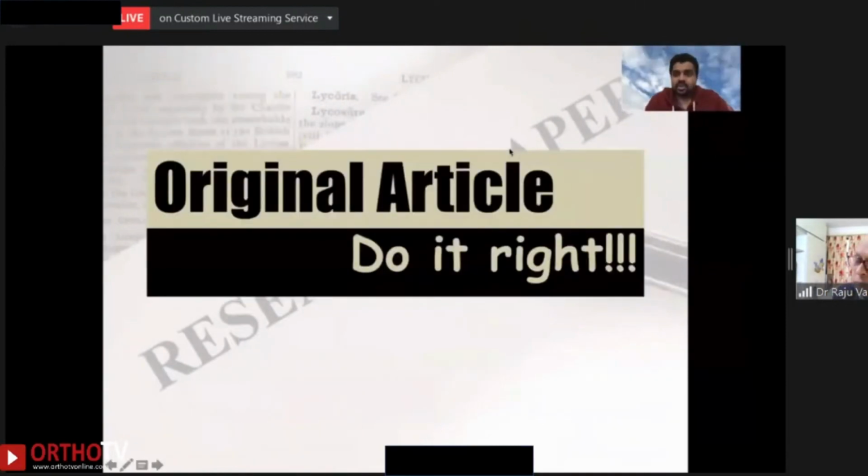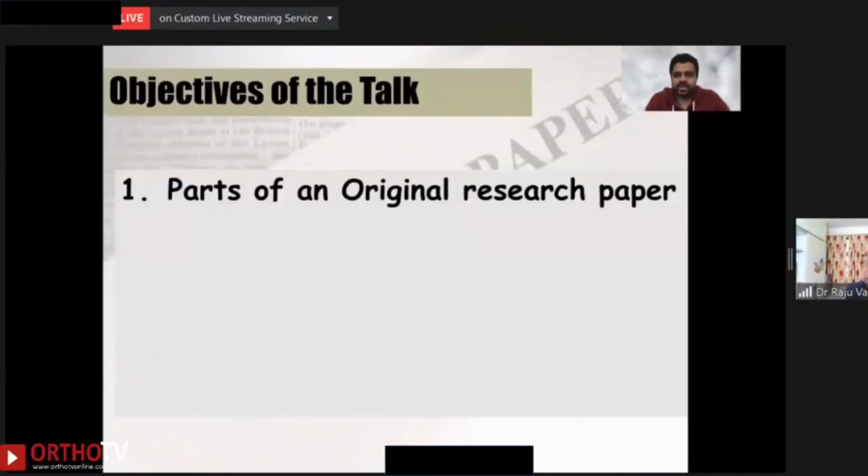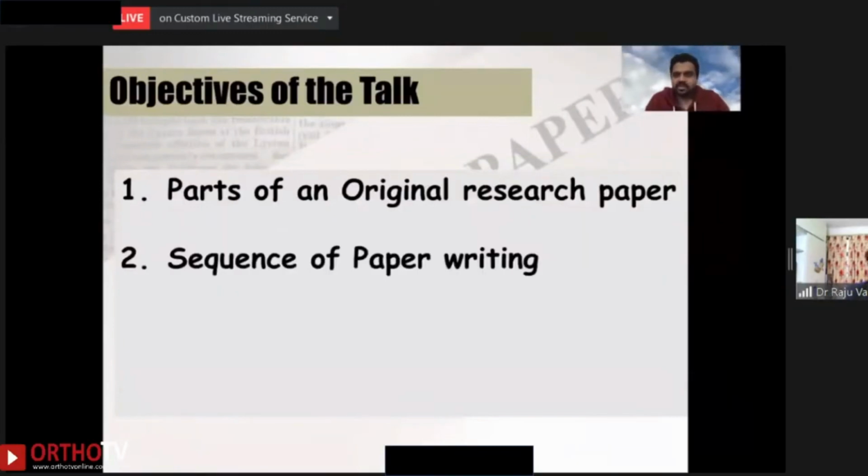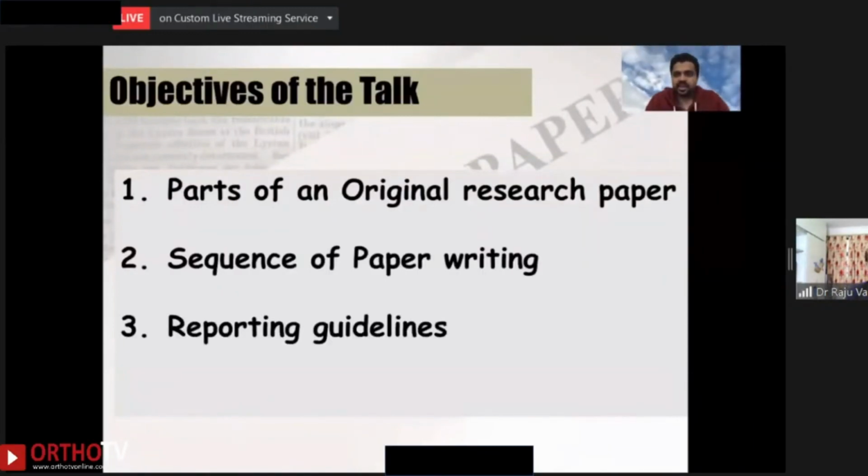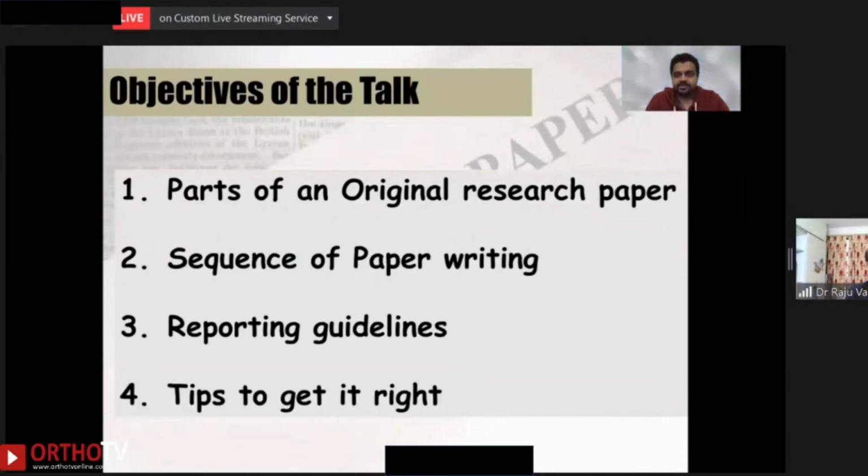I will be talking about the original research article, how to do it right, and make sure your research paper gets through to a journal at the first go. The objectives will be: 1. The parts of an original research paper, the sequence of paper writing, the reporting guidelines, and tips to get it right.